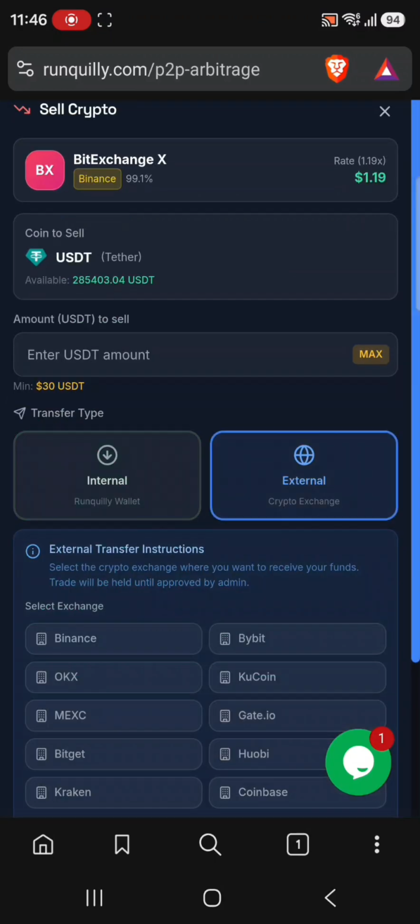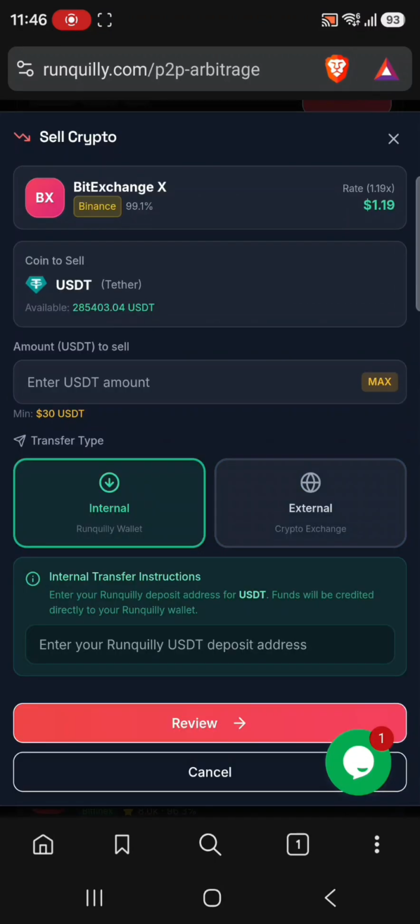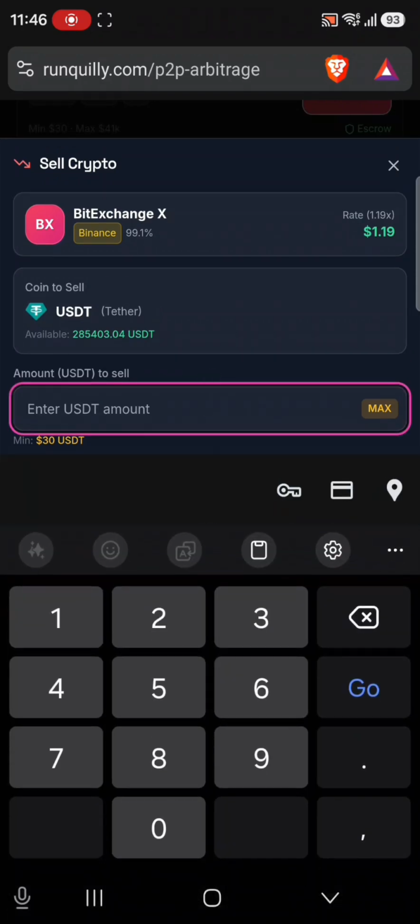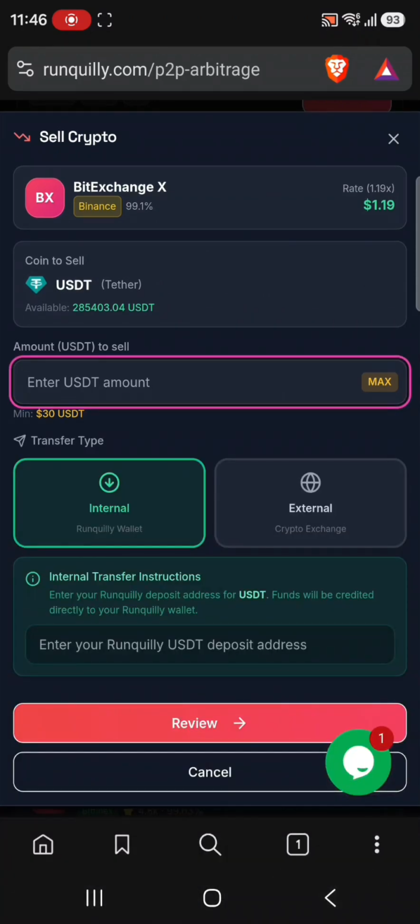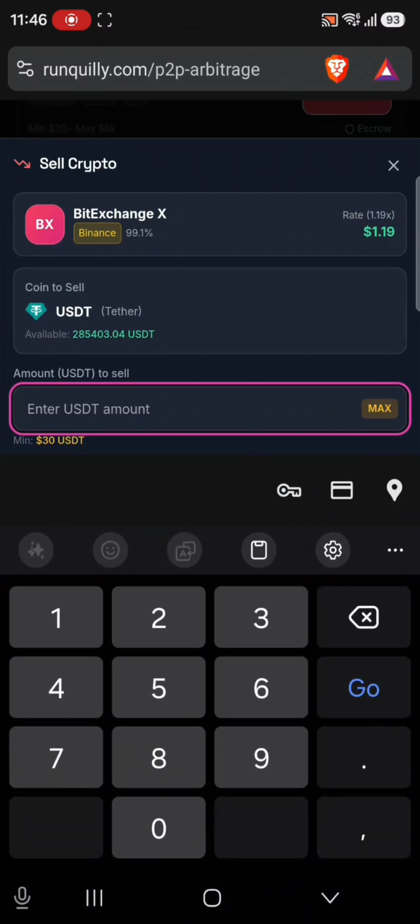And remember, you can receive your funds in your external wallet, or you can receive in your internal wallet. I'll be doing this tutorial receiving in my internal wallet. Next video, maybe we can do receiving in our external wallet. So after finding a buyer with the best rates, you can see this one is 1.19. That gives you the crypto arbitrage opportunity.